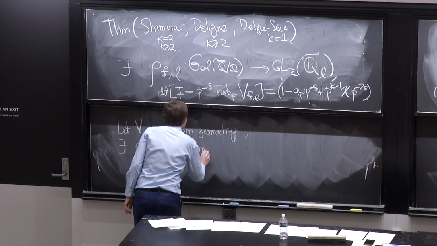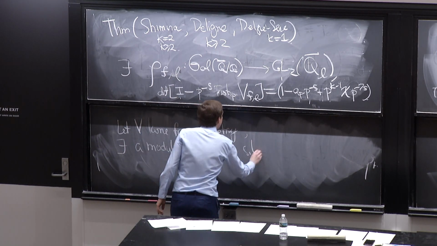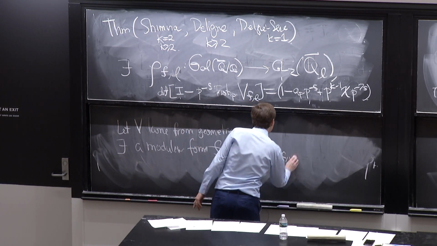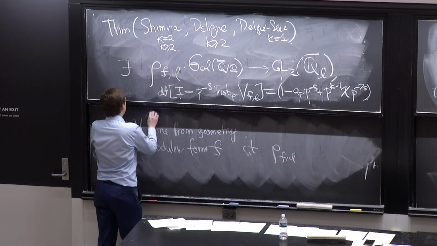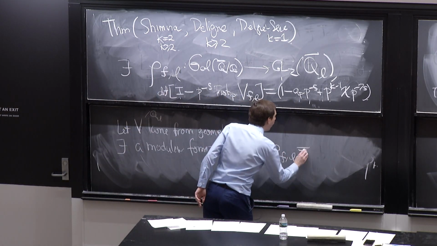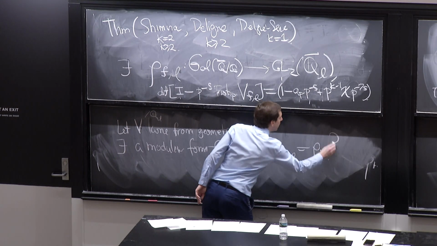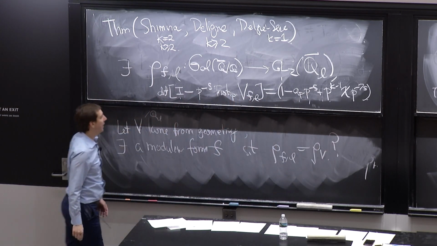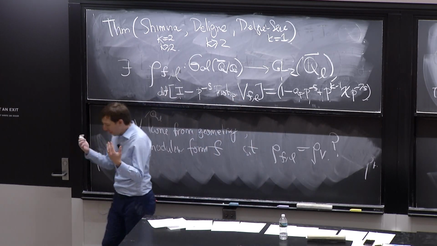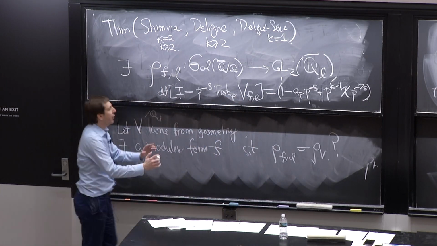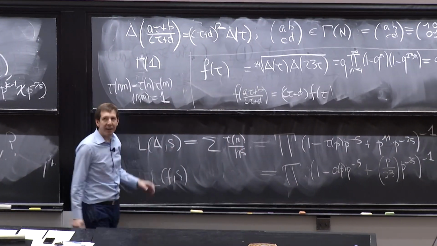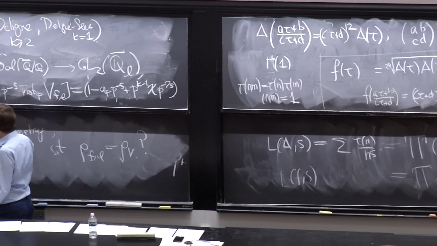a modular form f such that this Galois representation, associated to V, which should be a two-dimensional vector space over Q_l, is the Galois representation for some modular form. In other words, if we could take our two-dimensional Galois representation from geometry and show it came from a modular form, we'd be in great shape, because the L-function of a modular form is something that we can tell has an analytic continuation.